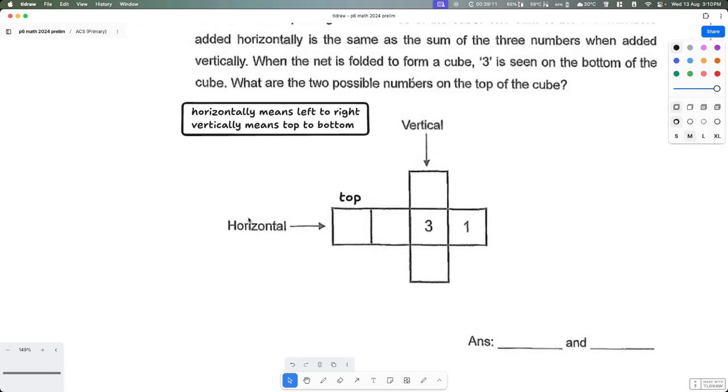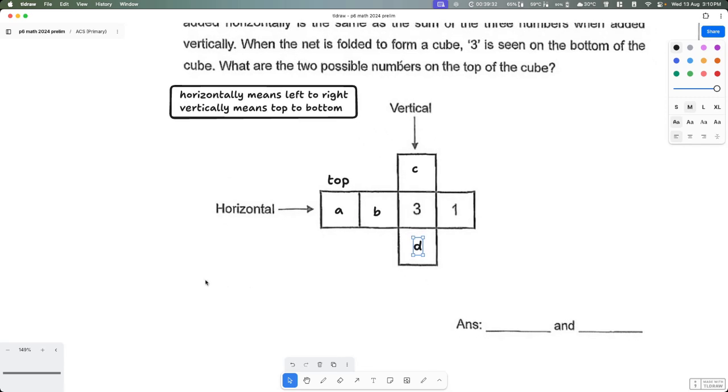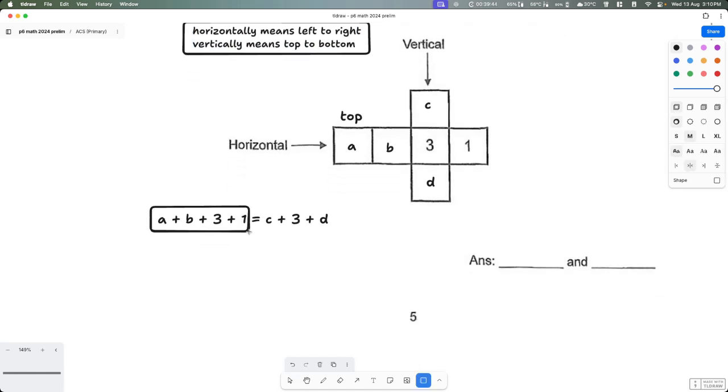It doesn't really matter. Now I'm going to name them individually: A, B, C, and D. In this case, it says that horizontally and vertically is the same. So let's write it down as an equation. A plus B plus 3 plus 1 is equal to C plus 3 plus D. At the same time, I want to highlight this is the horizontal, and the other side is vertical. Pretty straightforward.